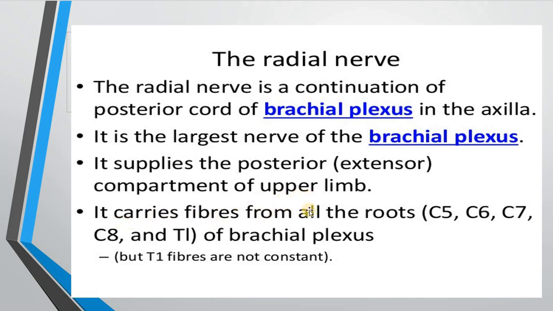It carries the fibers from all roots of C5, C6, C7, C8 and T1 of the brachial plexus, but T1 fibers are not always constant.